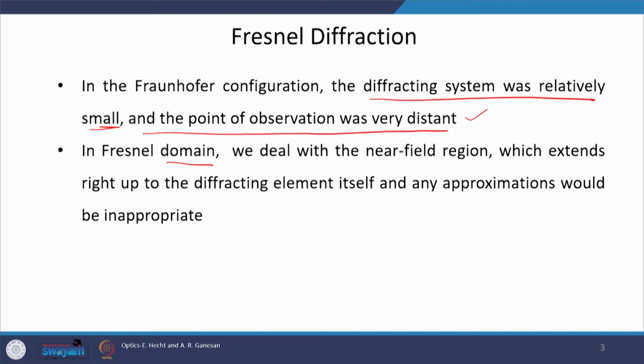The approximation which we considered in Fraunhofer diffraction was that the distances of the source and the screen from the aperture plane must be infinity, but in the Fresnel domain we will not rely on this approximation. We may even go much closer to the diffracting element. Now, with this we will also have to revisit the concept introduced by the Huygens-Fresnel principle.